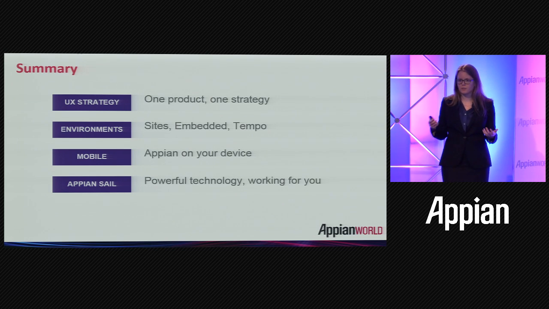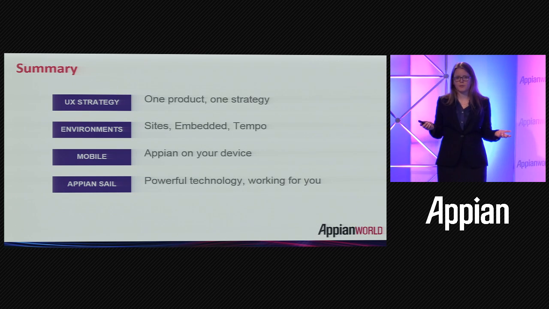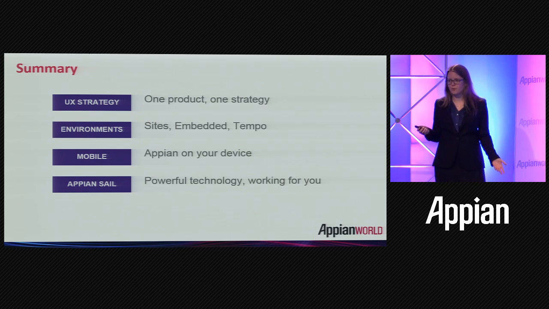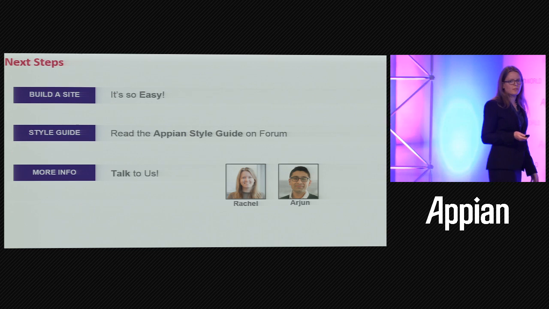So next up, we talked a little about mobile. Remember, it just works. You don't have to lift a finger except to download the app. That's it. And then you have Appian on your mobile device. And finally, we went through Appian SAIL. So SAIL is very powerful. There are a lot of SAIL components, which I love talking about, so let's talk. And we're always adding to it to make your interfaces more powerful. So with that, Arjun, remind everybody of the homework.